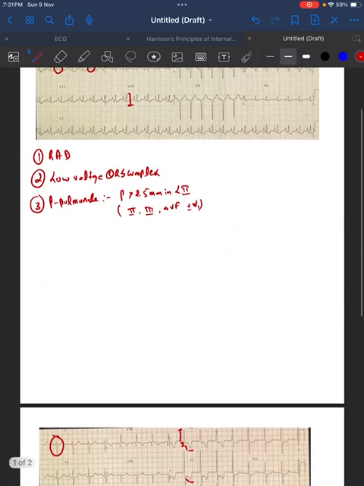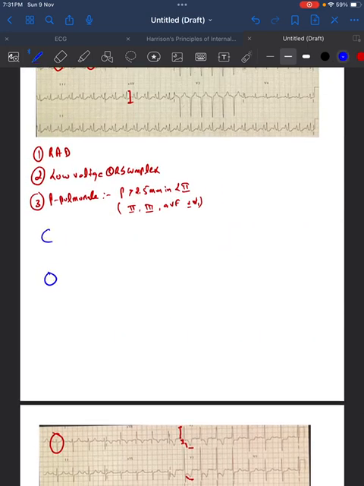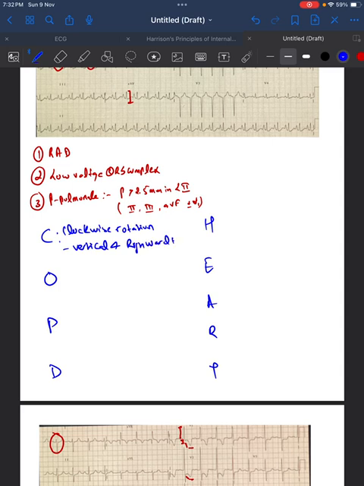There is a mnemonic for this. It says COPD heart. C is for clockwise rotation. That is, there is a vertical and rightward heart. O is for overinflation of the lungs, which leads to low voltage QRSs.